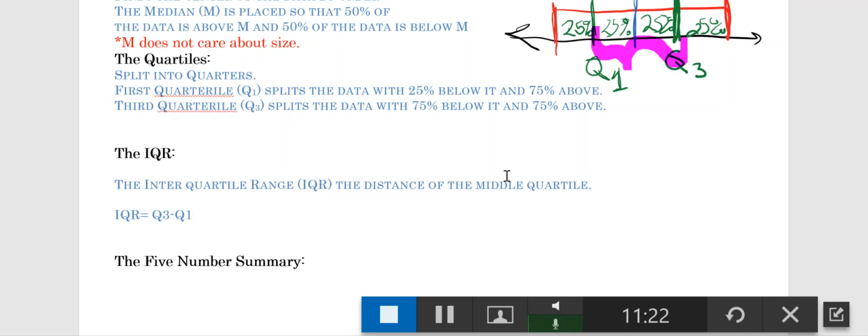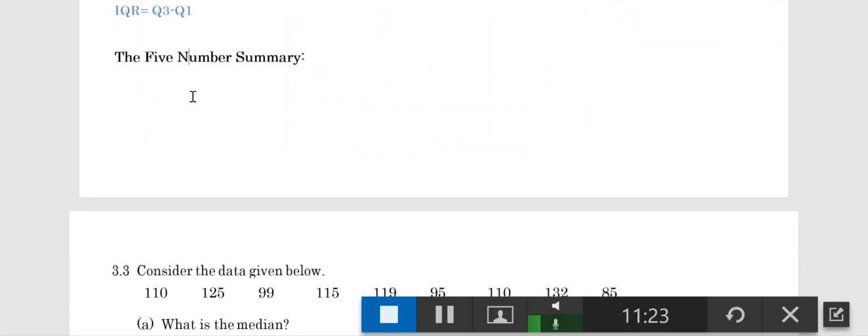Anyway, so the 5 number summary is just a way of organizing these 5 characteristics together. And it's just a list of these together.